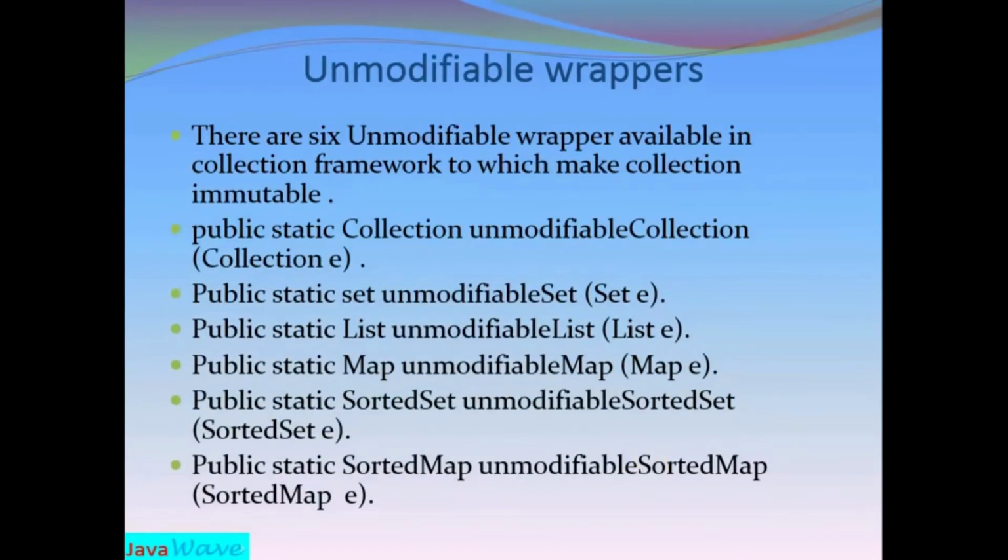Similarly, there are 6 static methods to get an unmodifiable collection object. In other words, we can say to get an immutable collection object. So unmodifiableCollection, unmodifiableSet, unmodifiableList, unmodifiableMap, unmodifiableSortedSet and unmodifiableSortedMap.